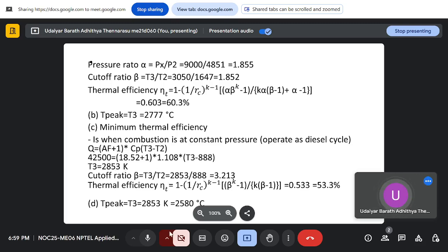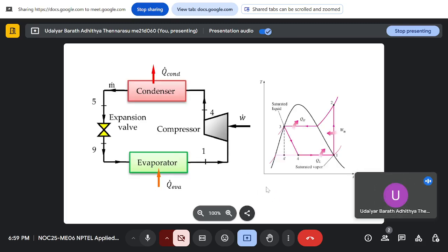So the peak temperature is again 2580 degrees Celsius. And again for this, the cutoff ratio is T3 by T2. So this is 3.213. So substituting in the thermal efficiency for the diesel cycle, what we get is 53.3%. So that is the efficiency for a dual cycle.